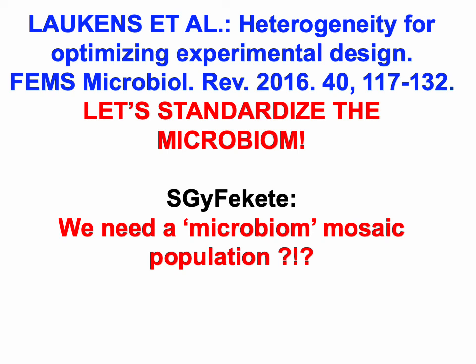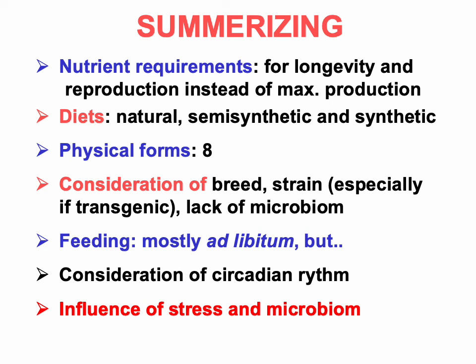So Lawkins and co-workers propose to standardize the microbiome, making a germ-free animal, and after that giving 15-16 standardized bacteria to revitalize the microbiome. In my view, in a very fine experiment, we need a mosaic population concerning the microbiome. This is much more use of experimental animals, but in a very fine trial it can be founded.